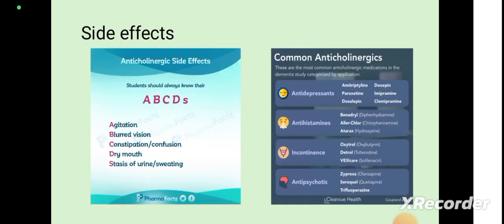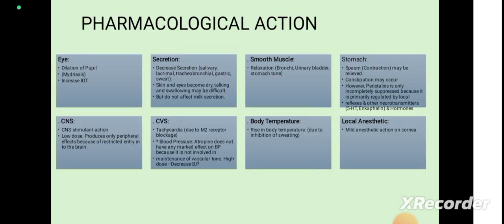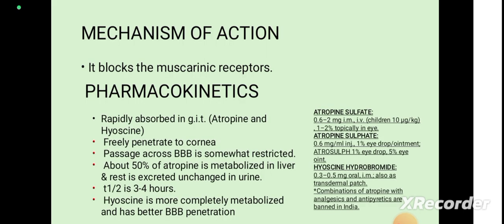And local anesthetic: mild anesthetic action on the cornea. The cornea is present in the eye. So that was the pharmacological action. Now we come back to pharmacokinetics.